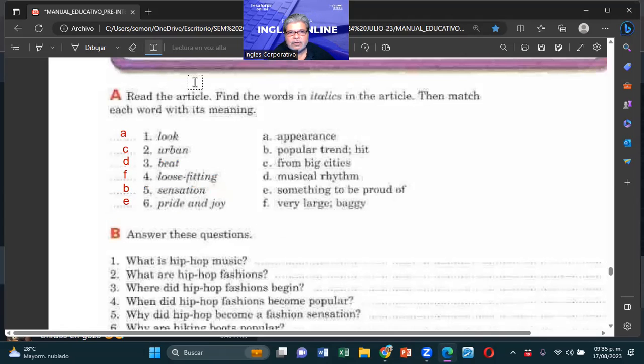Okay, very good. Look, appearance. Urban, from big cities. Beat, musical rhythm. Loose fitting, very large, baggy. Sensation, popular trend or hit. Pride and joy, something to be proud of.